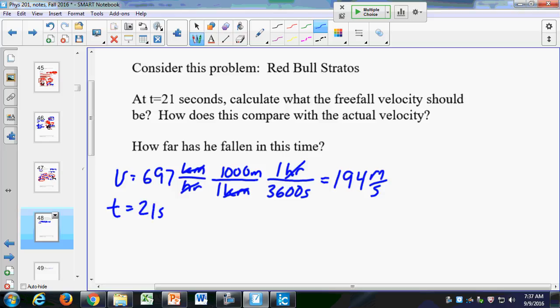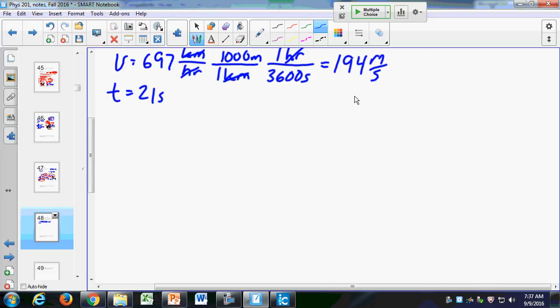I want to calculate what his actual velocity should be. So if I just consider the acceleration due to gravity, the acceleration due to gravity is minus 10 meters per second squared. And if I want to calculate that speed at t equal 21 seconds, I remember my two equations for kinematics that we derived. And remember, you need to know how to derive them.